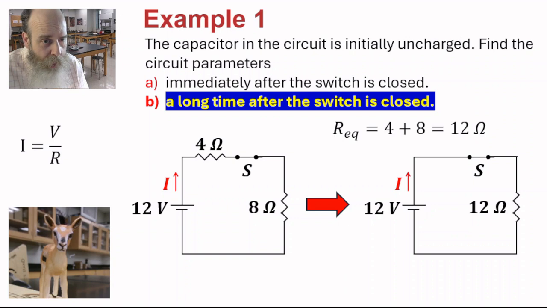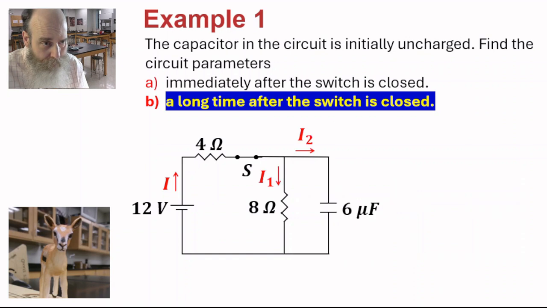Let's apply Ohm's law to find the current I. I equals V over R, which is 12 volts over 12 ohms. It's 1 amp. So the current through the battery is 1 amp. Let's find the other circuit parameters.